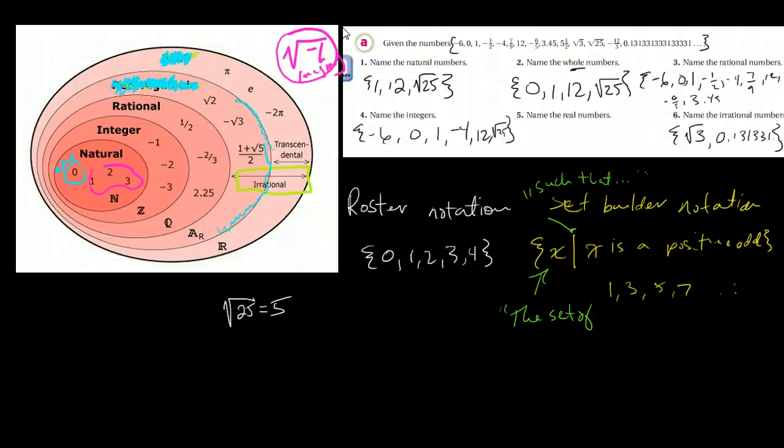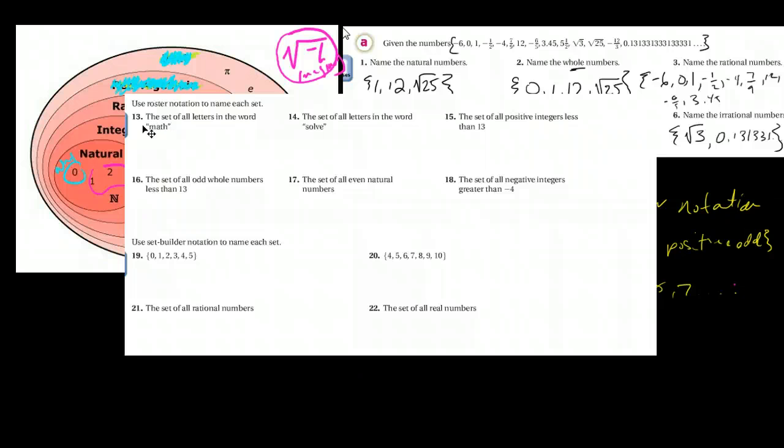From here on out, I think I'm going to do the even numbers so that I can give you an opportunity to practice the odd ones on your own or in class or whatever. But this is building on our idea of roster notation. With roster notation, in this case, number 14 says the set of all letters in the word solve.